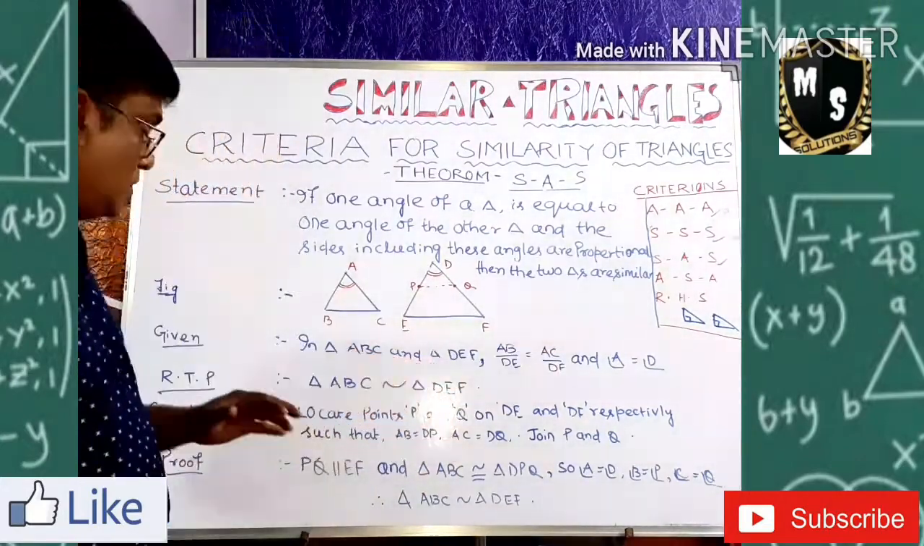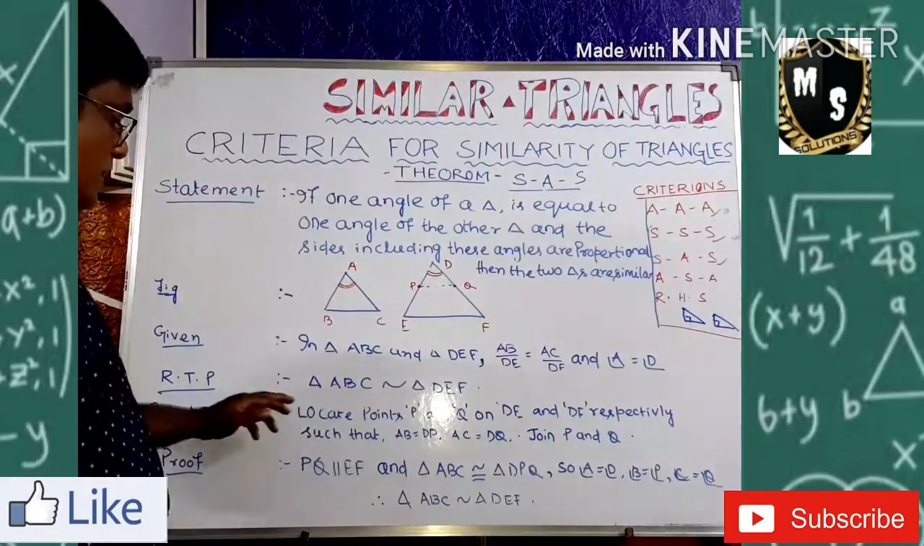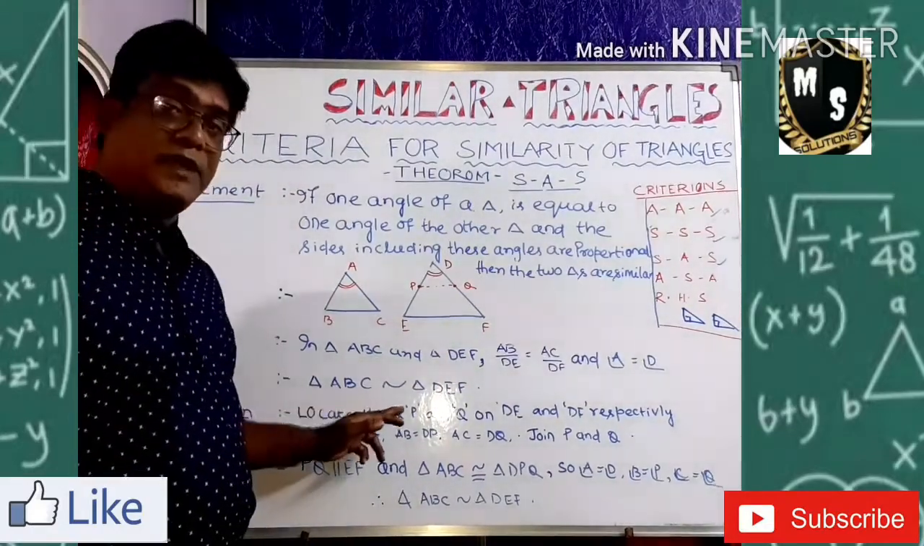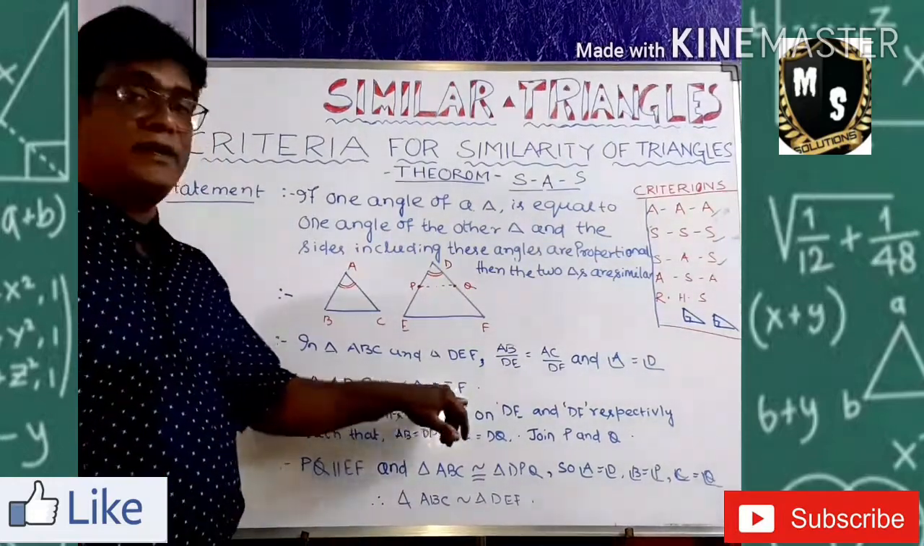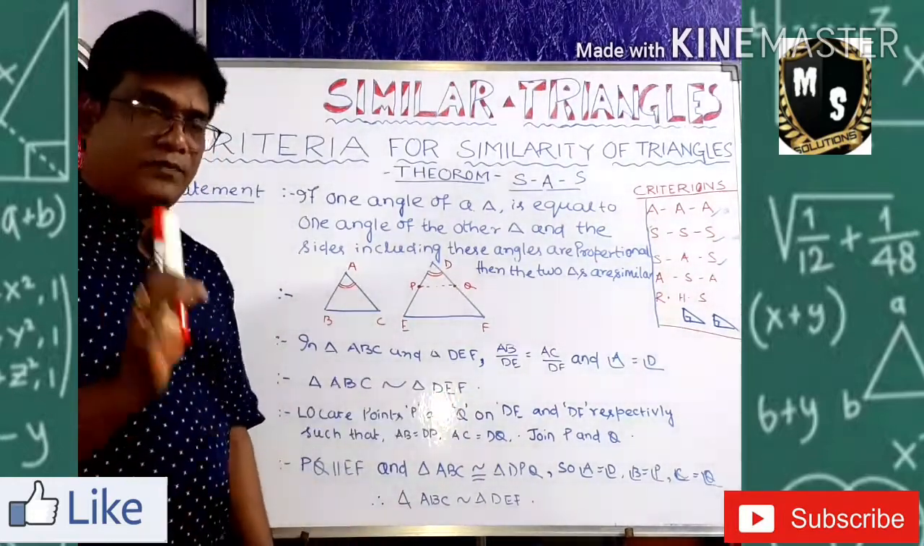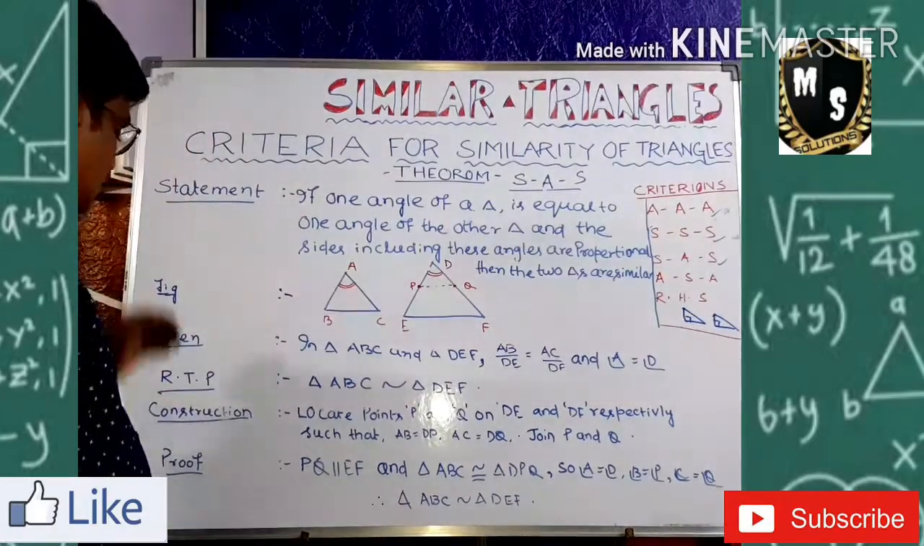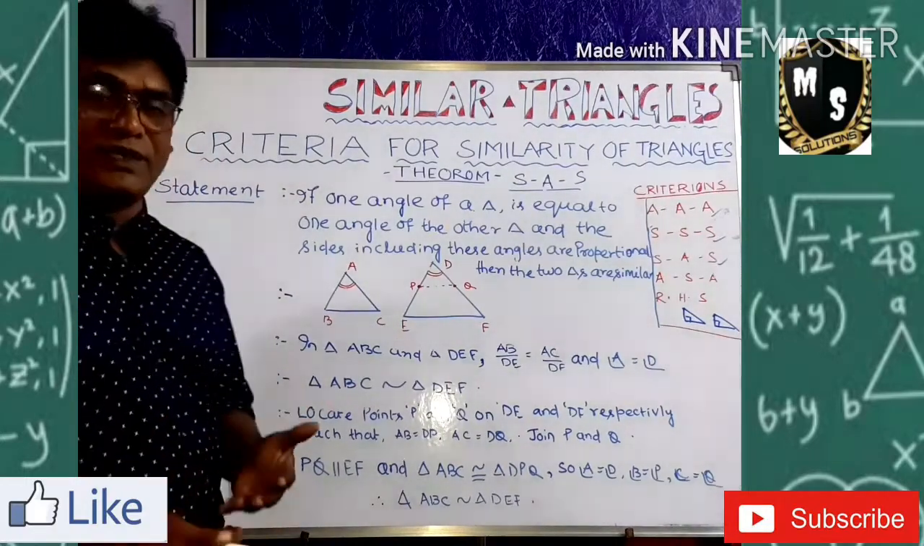Now your proof. What is to be proved? Triangle ABC is similar to triangle DEF. You have to prove that both triangles are similar. Now the construction, the same construction as you did last time.